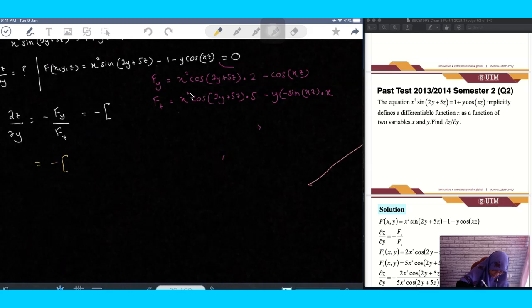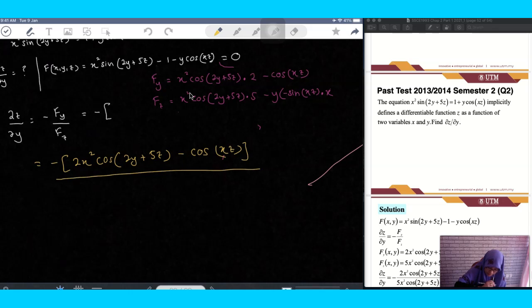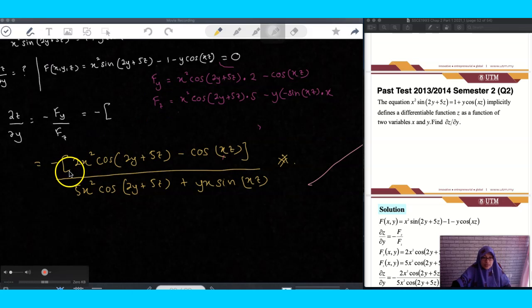So fy, you have 2x squared cos of 2y plus 5z minus cos of xz, divided by 5x squared cos of 2y plus 5z, negative, positive, so plus yx sine of xz. So that is the answer. You can just leave your answer in this form, or you can just expand. You can put cos xz minus 2x squared cos of 2y plus 5z. So both are correct.